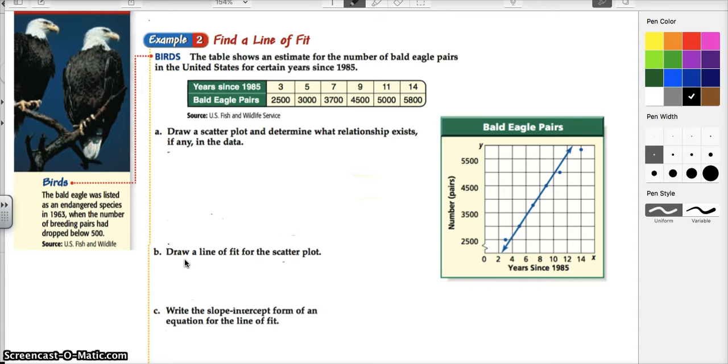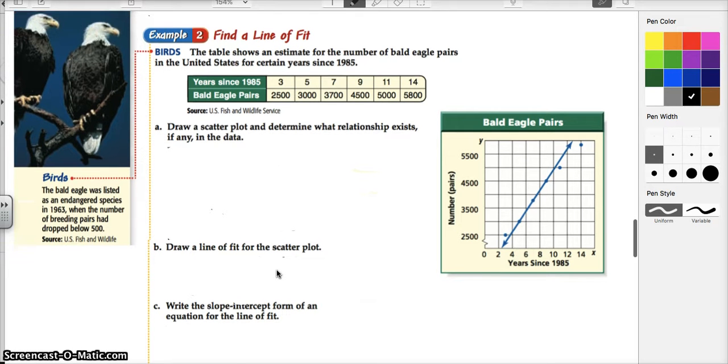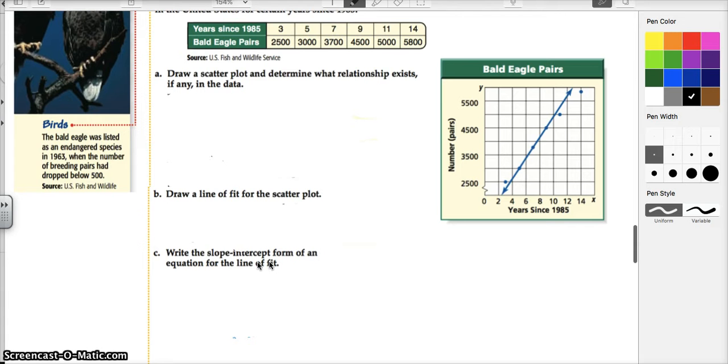For part B, you're going to draw a line of fit for the scatter plot. Basically, you're going to try to draw a line, and the text did this one for us, that hits or comes close to as many points as possible. And that happens here. You've got this line of fit. So that's two things done here. And the final thing we'll do together, we're going to write the slope-intercept form of the equation for the line of fit. In order to write the slope-intercept form, we remember slope-intercept, right? Slope-intercept was one of our favorite forms, right? It was y equals mx plus b.